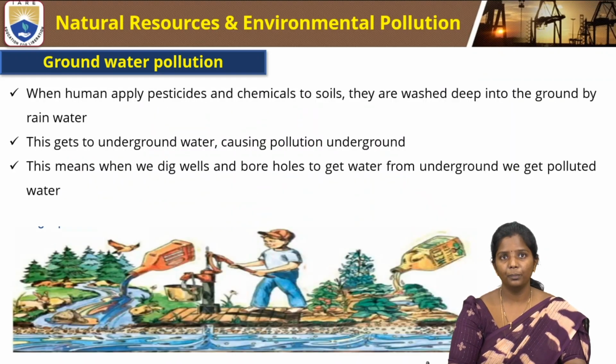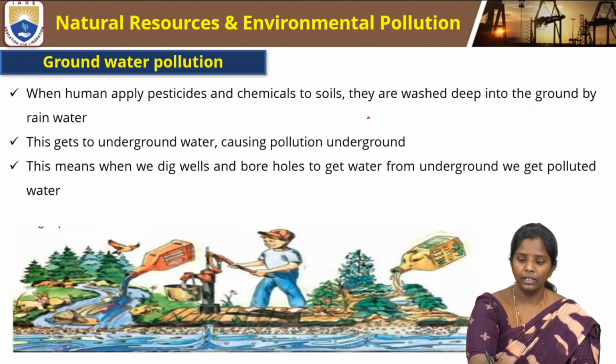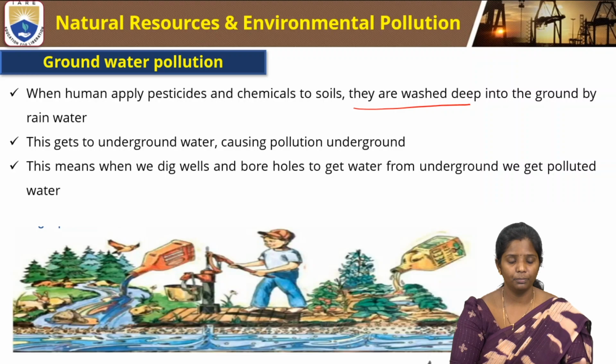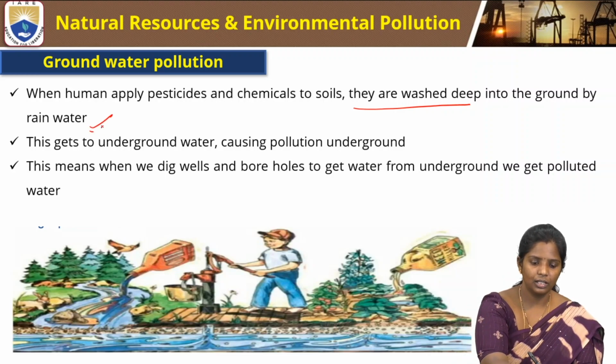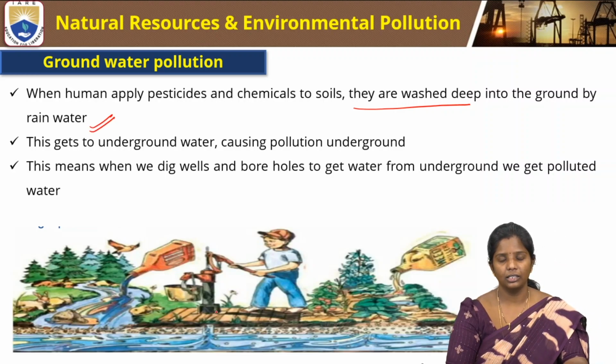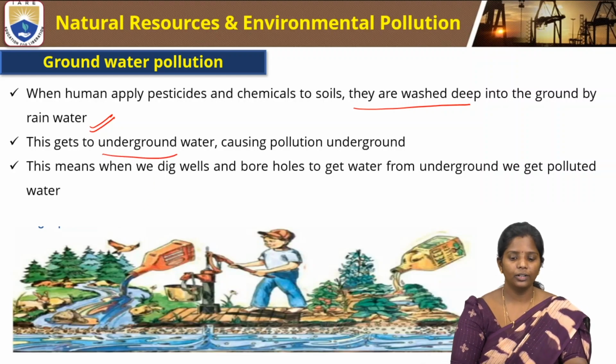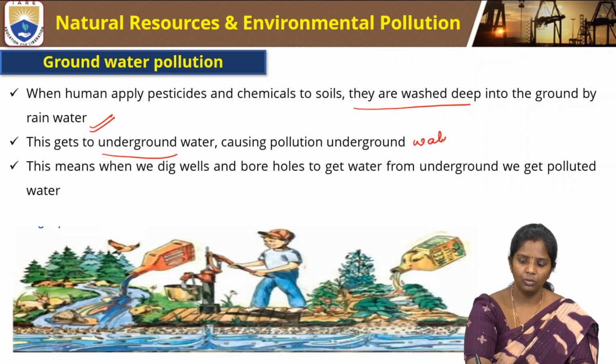Next is groundwater pollution. Whenever humans apply pesticides and insecticides to the crops, they get washed away and go into the deeper layers of the ground by rainwater. Once the rainy season starts, these pesticides get washed away. Excess pesticides get washed off and go into the soil. So this gets into the underground water, causing pollution to the underground water.